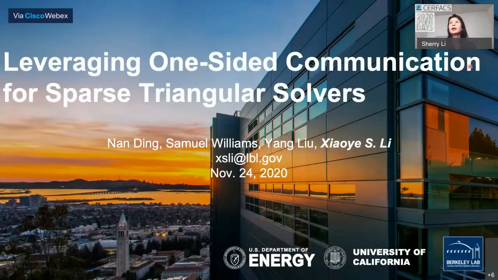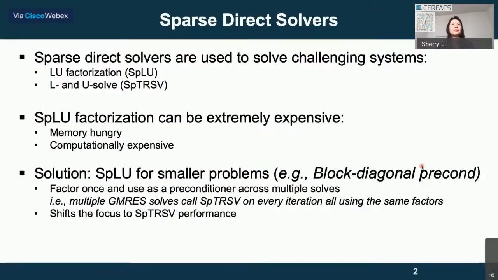The talk I'm giving now is about using one-sided MPI communication in order to improve the sparse triangular solve. This is work together with Nandine, Sam Williams, Yang Liu. They are all at LBL, my colleagues.